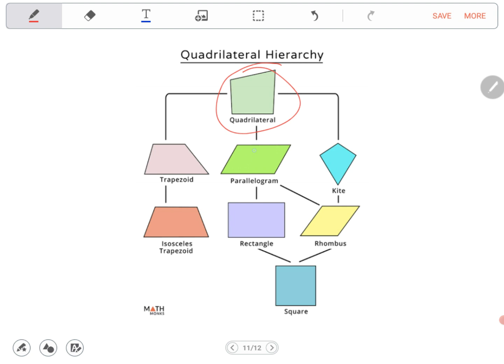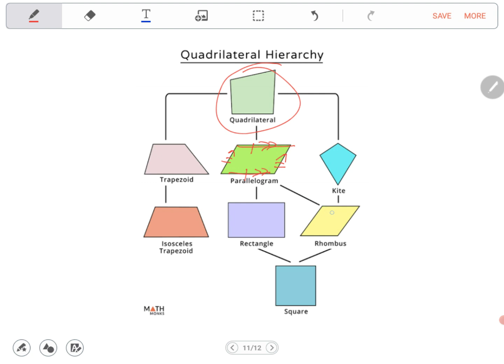The first quadrilateral that we can look at is a parallelogram. What we will notice about the parallelogram is that opposite sides are parallel and they are also equal. Opposite sides of a parallelogram are equal and parallel.